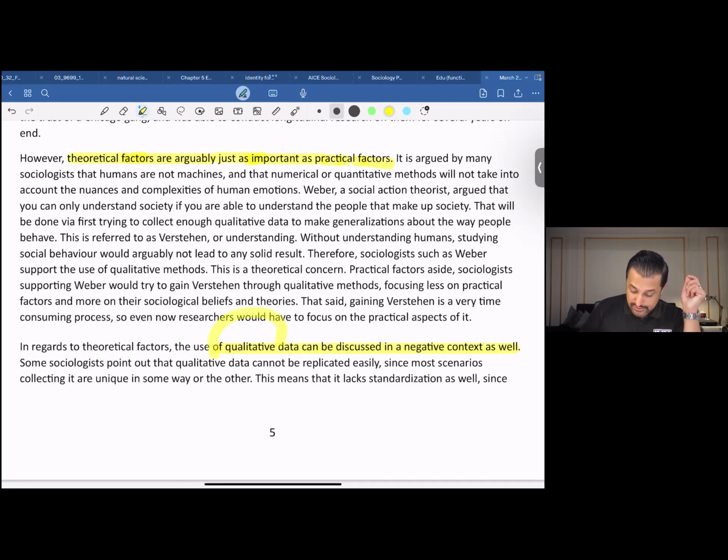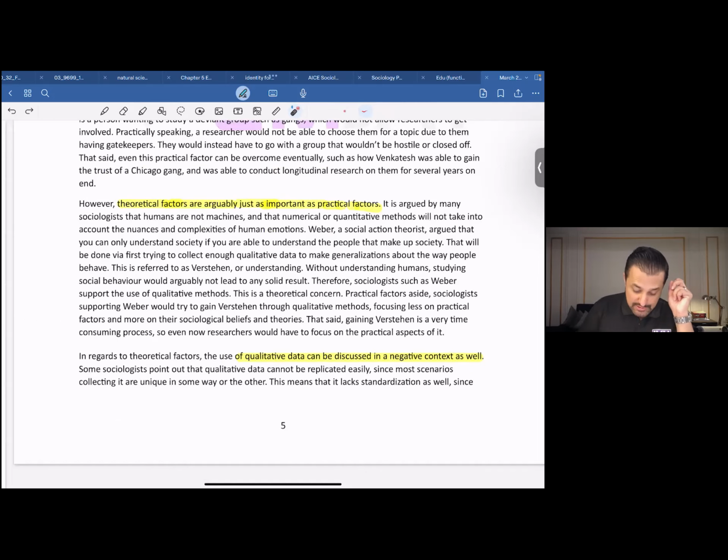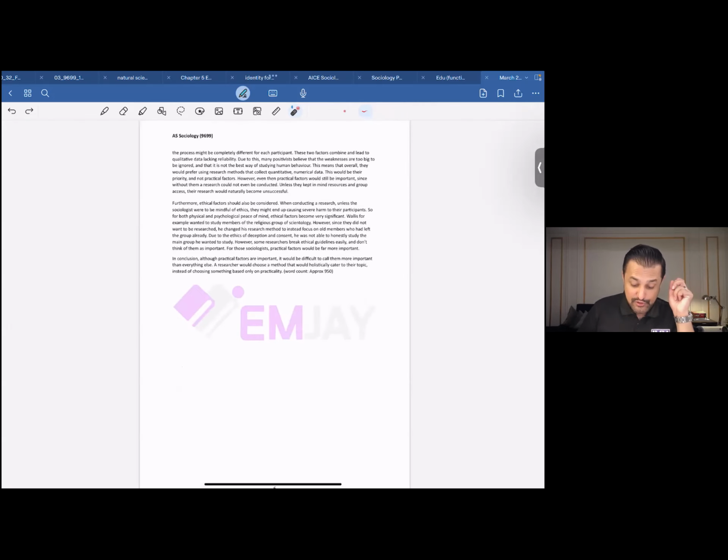Now, let me remind you, qualitative data is typically advocated by interpretativists, whereas quantitative data is typically advocated, supported, or backed by positivists. So in regard to theoretical factors, the use of qualitative data can be discussed in a negative context as well. Some sociologists point out that qualitative data cannot be replicated easily. Since in most scenarios collecting it is unique in some way or the other, this means that it lacks standardization as well, since the process might be completely different for each participant.